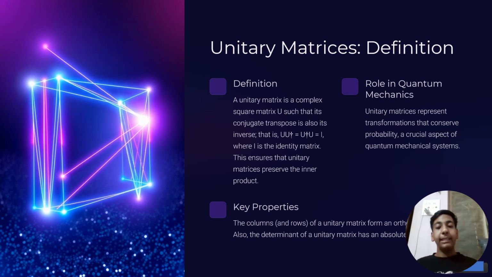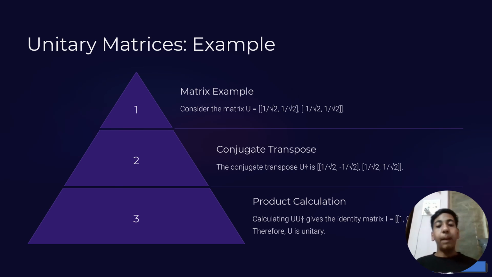Important in quantum mechanics is that unitary matrices represent transformations that conserve probability, a crucial aspect of quantum mechanical systems. Its key properties are as follows: the columns and rows of a unitary matrix form an orthogonal basis, and the determinant has absolute value 1. Unitary matrix example. Consider U a unitary matrix, then 1 by root 2, 1 by root 2, minus 1 by root 2, 1 by root 2.